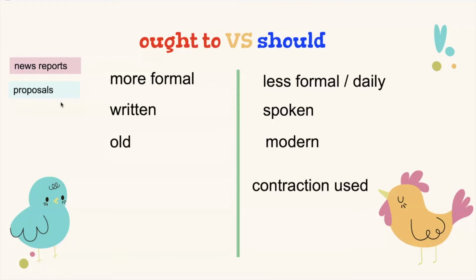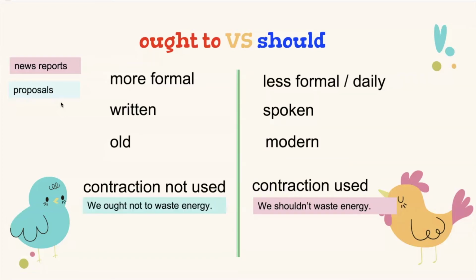So, for should, sometimes we will use the contracted form like this. We shouldn't waste energy. However, the negative form of ought to is generally not contracted. Like this. We ought not to waste energy. With ought to, we need to use the full form, and the sentence sounds more formal.